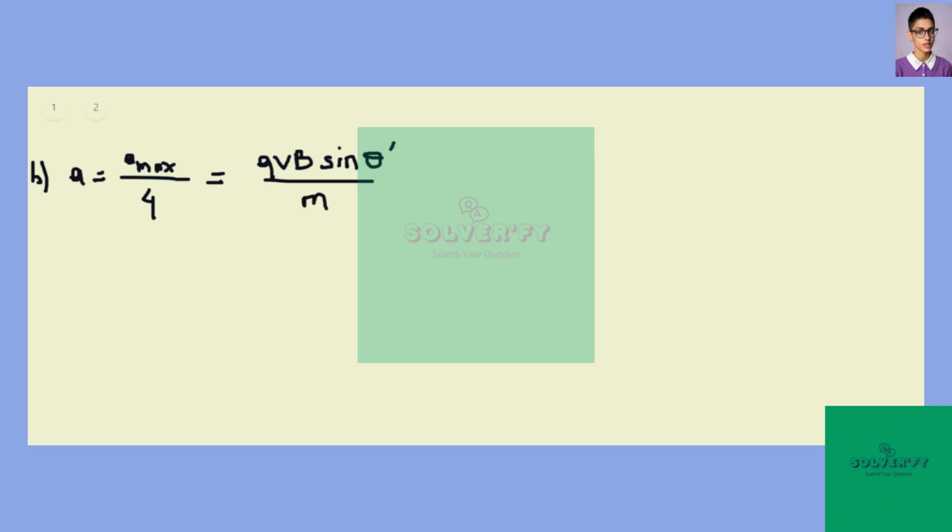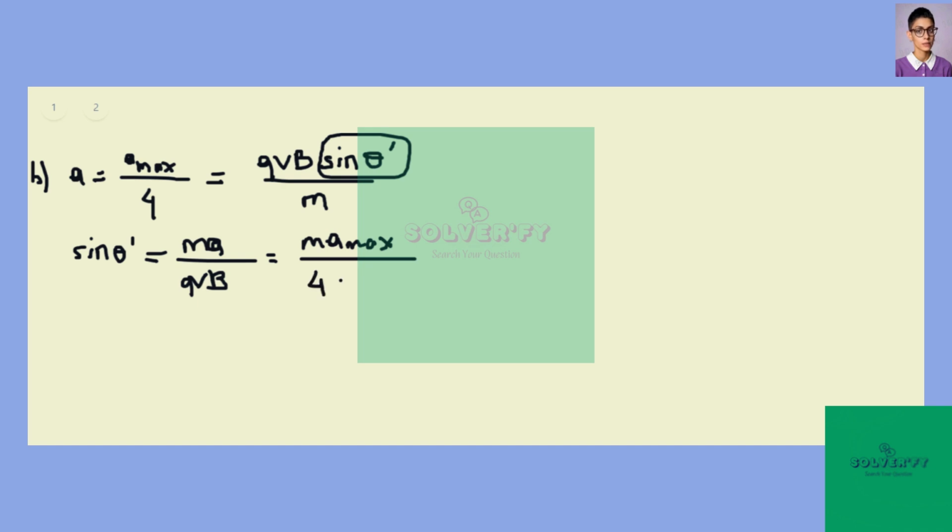Now we're given this acceleration, but we're asked what the angle is, so we want to isolate this term out of this expression. So then sine theta prime is going to be mass times the actual acceleration divided by QVB. But we want to write this in terms of the maximum acceleration. So a is a max over 4. Then we're going to have m times a max over 4, over QVB.